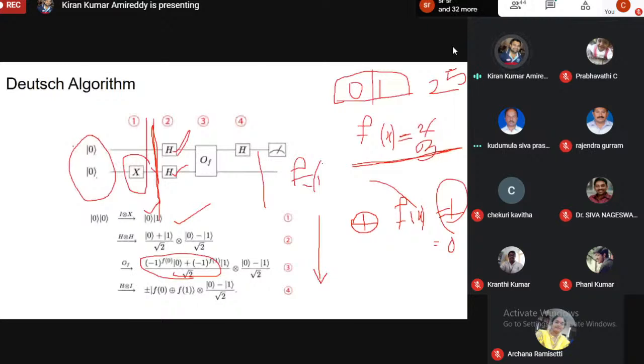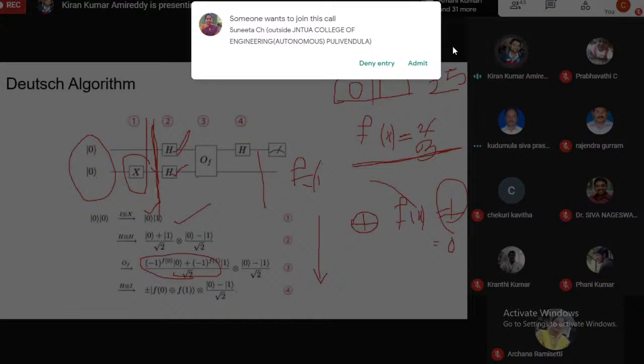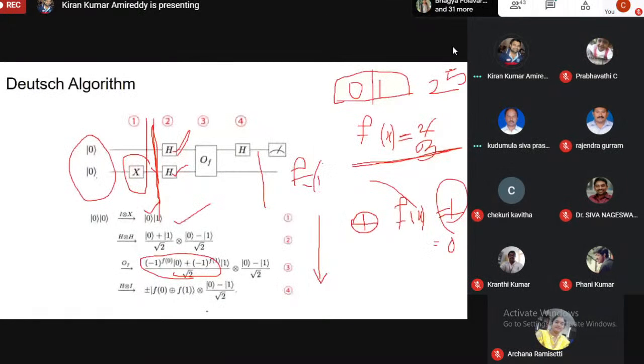Suppose you have 1, 2, 3 states. If you apply this, after the Hadamard and all these operations, we end up with f of 0 plus f of 1 plus f of 2 in a single operation. That is essentially this algorithm. This algorithm is known for parallel computing.